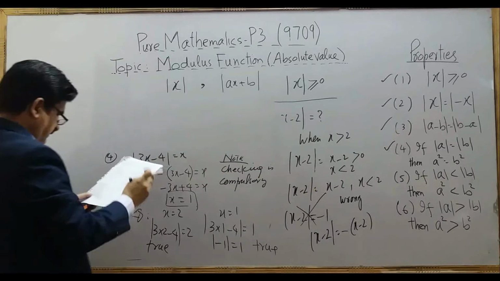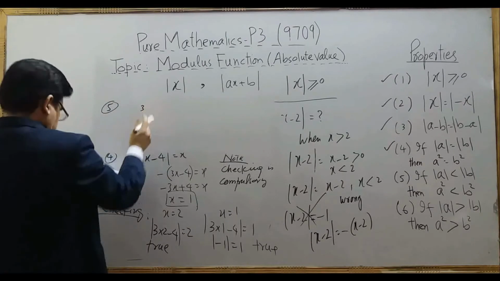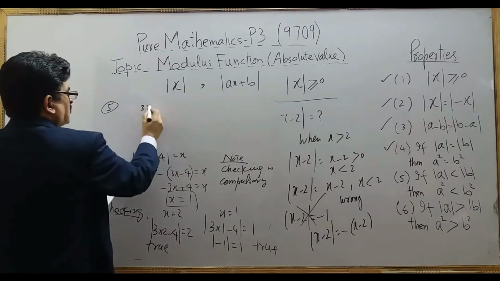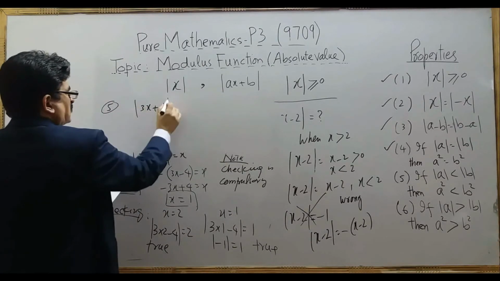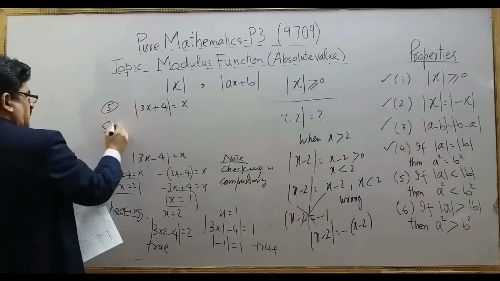This is example number 5. |3x + 4| = x. Solve this for x.